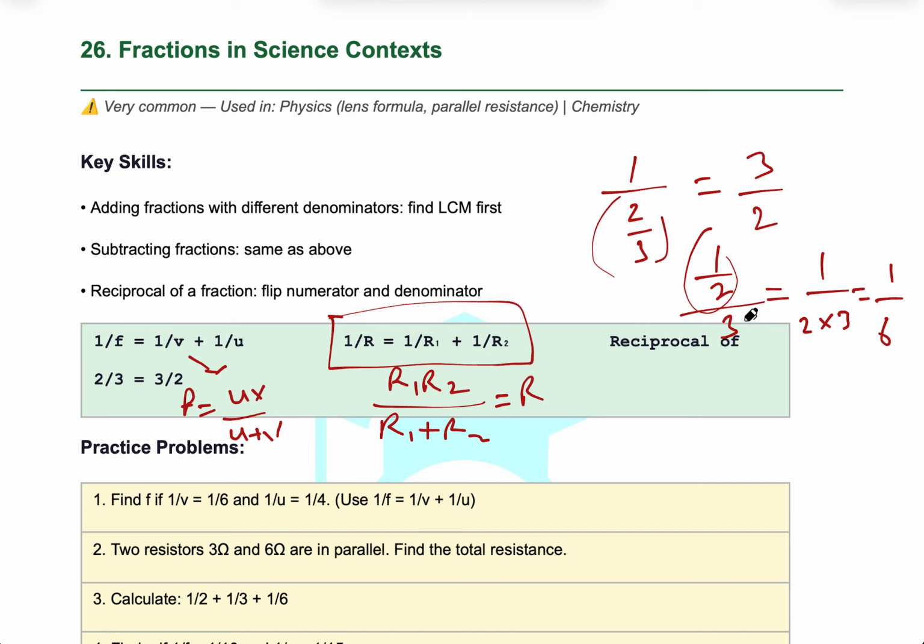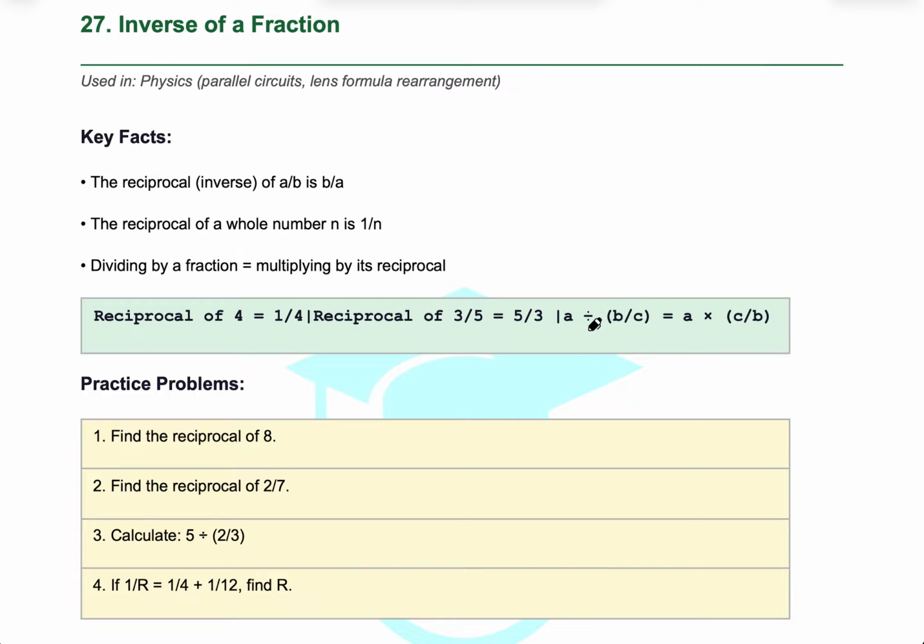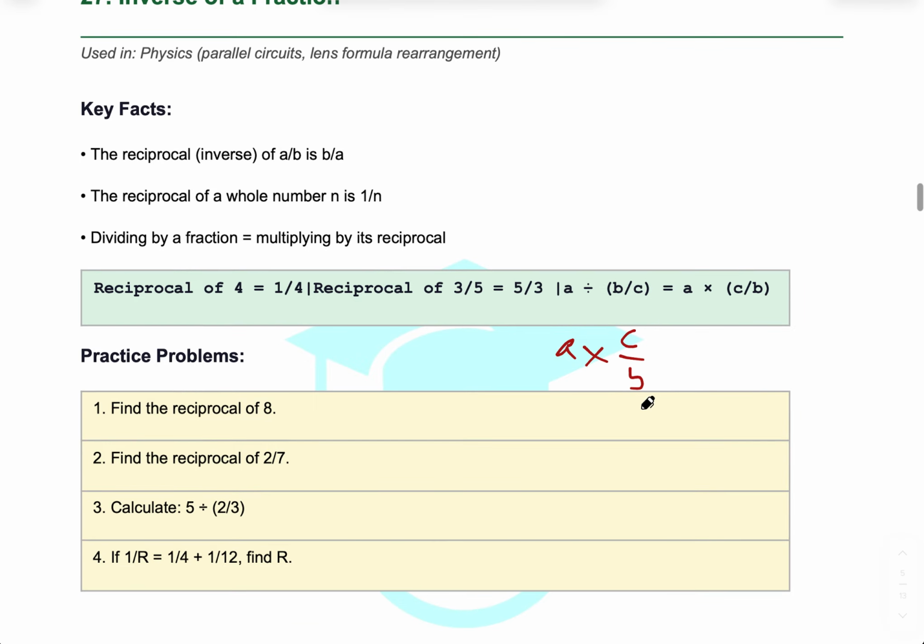Now, the next one is the inverse of a fraction. Like I've explained there already, the inverse of a fraction is you just find the reciprocal and you flip it. So let's see how that can help us in solving problems. If you have 3 over 5, the inverse or the reciprocal of 3 over 5 is 5 over 3. Just like when you have A divided by B over C, what you are saying is that you are multiplying this thing by the inverse of the fraction. So A divided by B over C will now become A multiplied by C over B. And that is that about that.